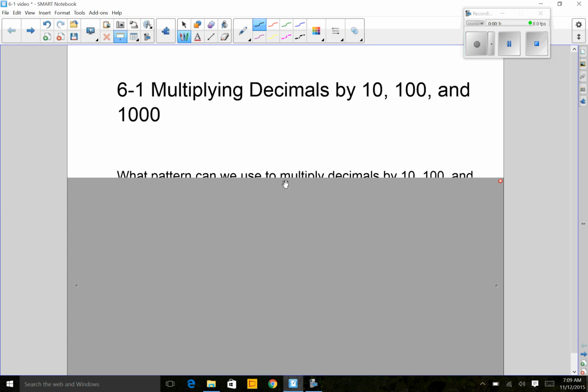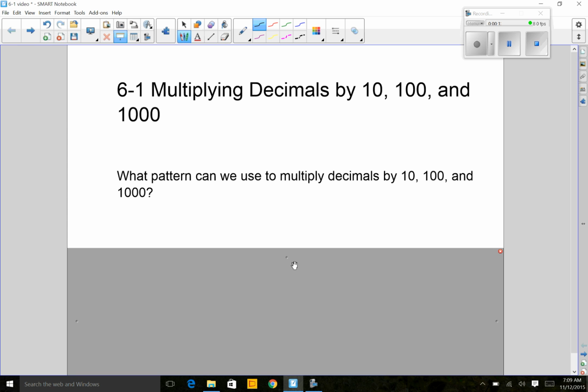So today we are going to talk about what is the pattern we can use to multiply decimals by 10, 100, and 1000. Just like we've looked at patterns for multiplying whole numbers by 10, 100, and 1000, we're going to look at multiplying decimals by 10, 100, and 1000. And it's really the same pattern. It all involves moving a decimal place around, which is really what you're doing when you're multiplying whole numbers. It's just that the decimal is sort of at the end of the number and you don't really think about moving a decimal.